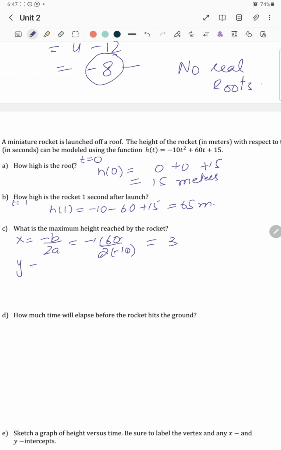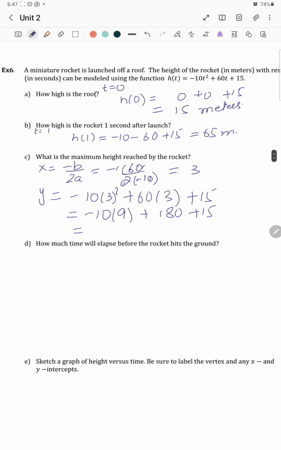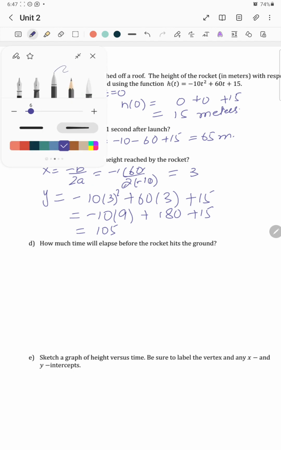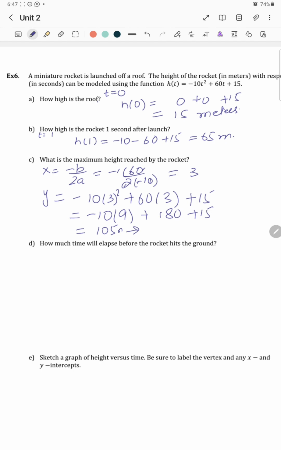So what will be y? y is equal to -10(3)² + 60(3) + 15, which is equal to -90 plus 180 plus 15, which is equal to 105. So maximum height means we are talking about the y-axis, and first of all we need to find the x coordinate, which can be found by using the axis of symmetry, which is equal to -b over 2a, then finding the y, which is equal to maximum height.